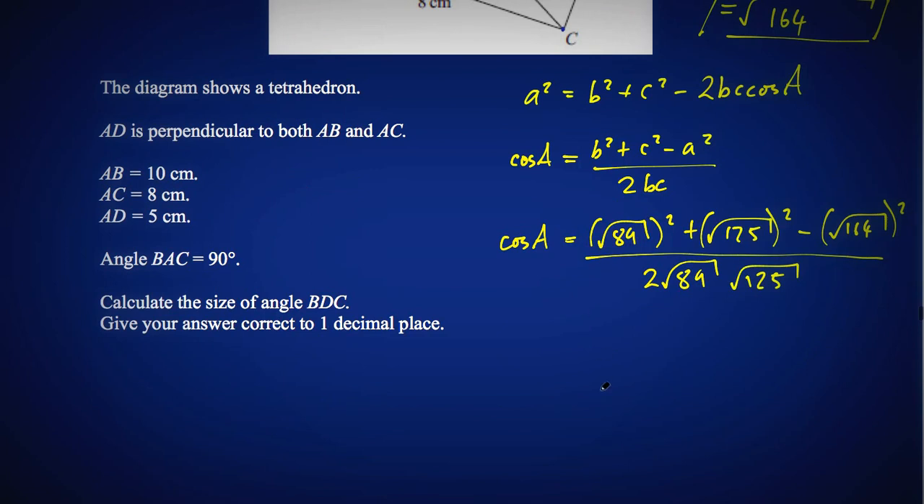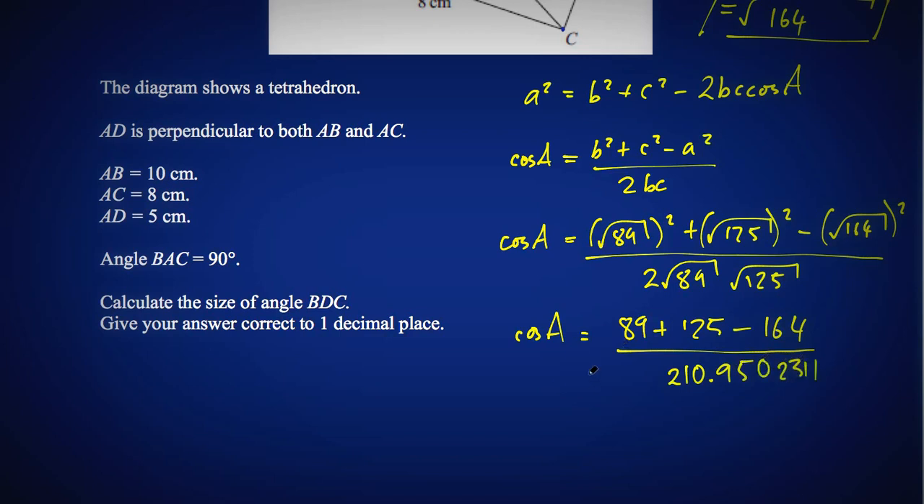Now, of course, squaring all of these square roots is just the same as having the numbers themselves. So cos A equals 89 plus 125 minus 164 all over, and I'm going to do that calculation now, root 89 times by root 125 times by 2 is 210.9502311. I'm just going to leave the full accuracy answer from my calculator in there because I want to get my answer as accurate as possible, ready to round it to one decimal place. So cos A equals those three numbers, 89 plus 125 minus 164, divided by my previous answer. Cos A equals 0.237022, etc. Rest of the numbers on my calculator.